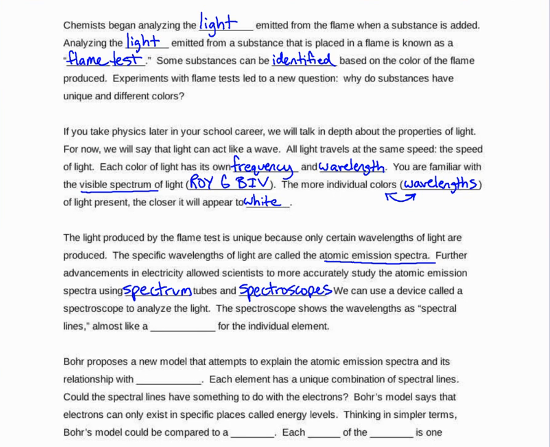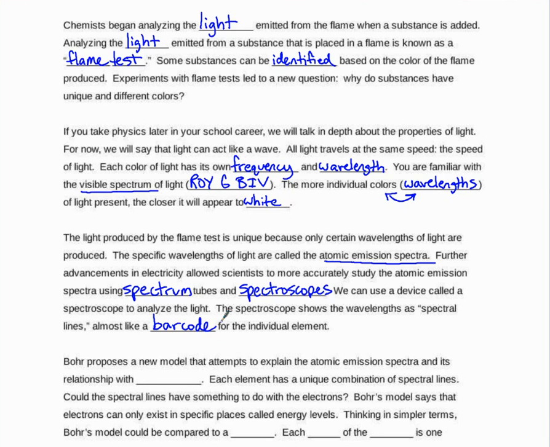So we use the spectroscope to analyze the light. The spectroscope shows the wavelengths as spectral lines, and it looks almost like a barcode for the individual element. And these are all pretty unique.